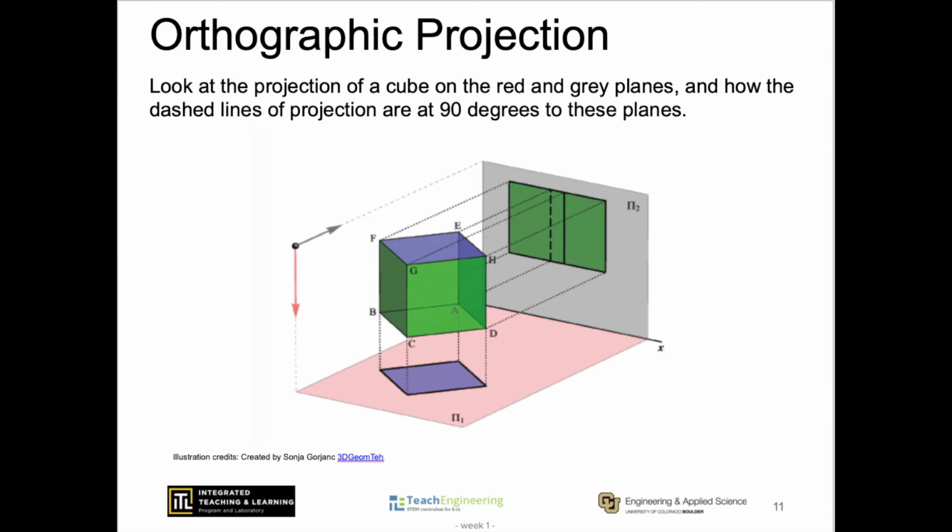Orthographic projection. Look at the projection of a cube on the red and gray planes and how the dashed lines of projection are at 90 degrees to these planes. An orthographic projection is a parallel projection whereby the lines of projection are perpendicular. This way, the shape of the sides of the cube remains squares.